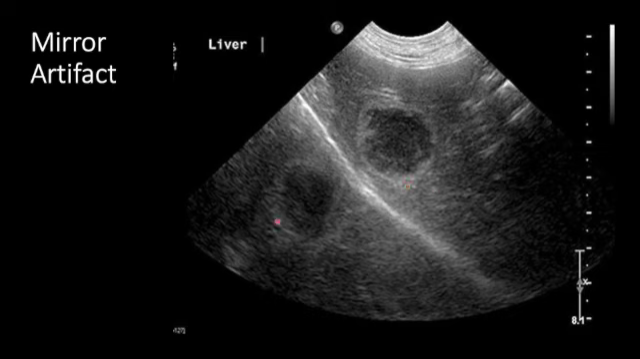And we can see that above the diaphragm on this left portion of the screen, we would expect to see nothing because there's air in there, and we know air doesn't transmit sound super well. But what we're seeing instead is almost like a reflection, a mirror image of what's happening inside the liver. And that is why we call this mirror artifact. I'm going to go to a separate slide to explain how this happens.